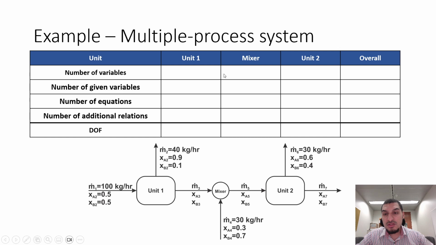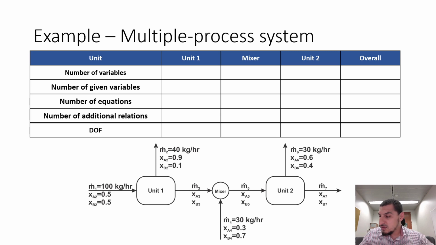For each one of the rows, we have one of the terms in the degrees of freedom analysis equation. So we have the number of variables, the number of given variables, the number of equations, the number of relations, and finally the degrees of freedom. So what we'll do is fill in the blanks. We will put a number in each one of these empty cells, and finally we will calculate the degrees of freedom for each one of them by subtracting these 3 cells from the first one. So it's the same thing that we did before, but in a tabulated form.